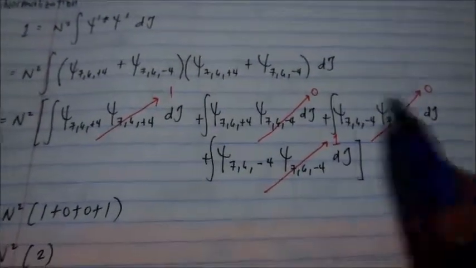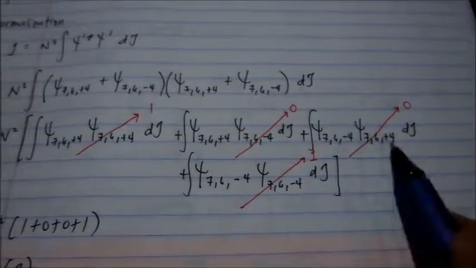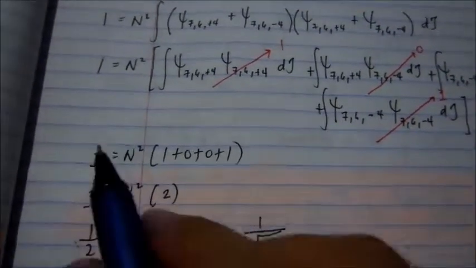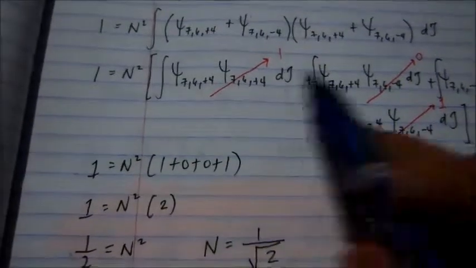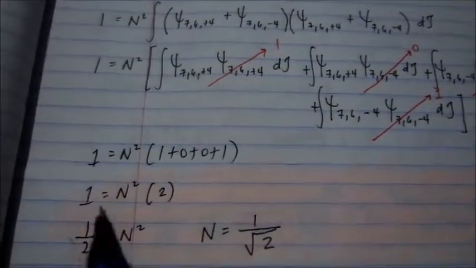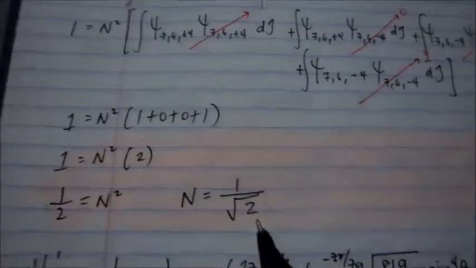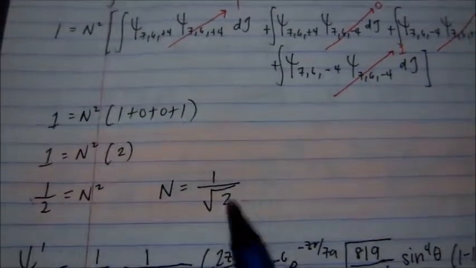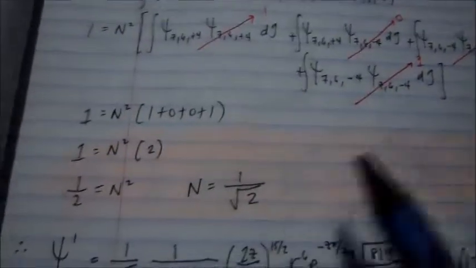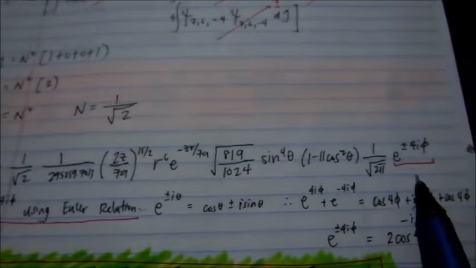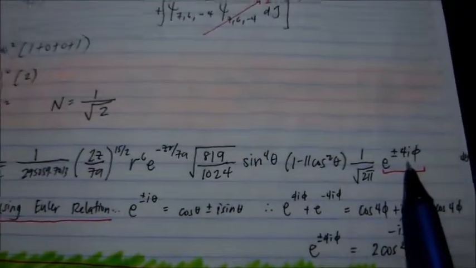So there, 1 0 0 1, and then going here, 1 is equal to n squared. So the values there, we will just add it, and then we'll get 2. So isolating n, we'll have 1 over square root of 2 as our normalizing constant. So therefore our psi prime will be this. Alright, so as you can see, we have this.